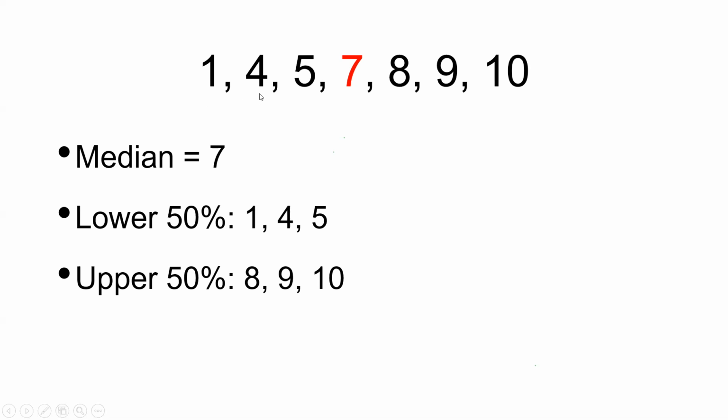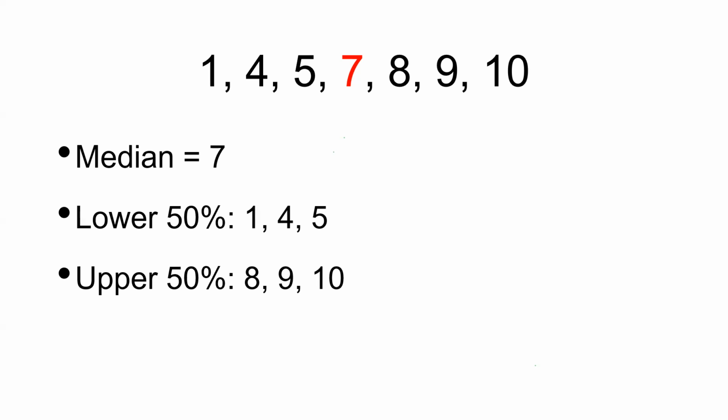So we have 1, 4, 5. All scores here at the left are your lower or bottom 50%, whereas all the scores at the right of your median are part of your upper 50%. Okay? I hope you are familiar with the rules if we compute for the median.